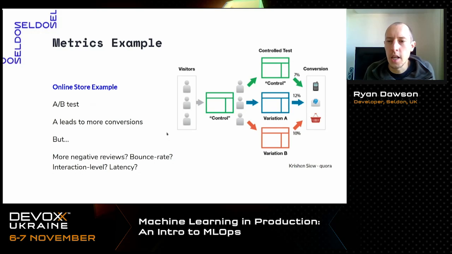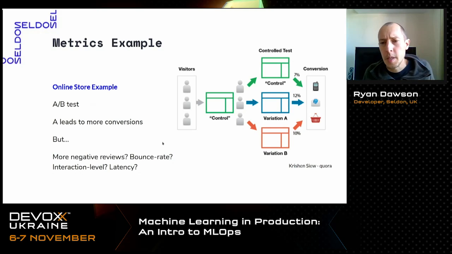Let's say that variation A has the highest conversion rate, so a higher proportion of its recommendations are leading to sales. That's a useful metric, and it might be enough for us to choose variation A. But it may not be the only metric. These situations can get complex.